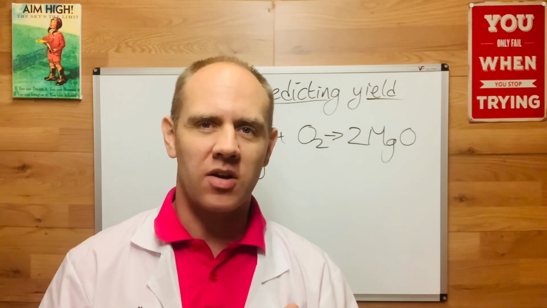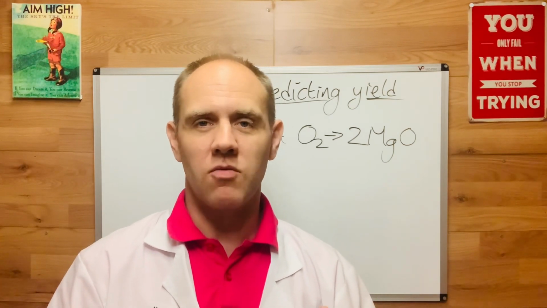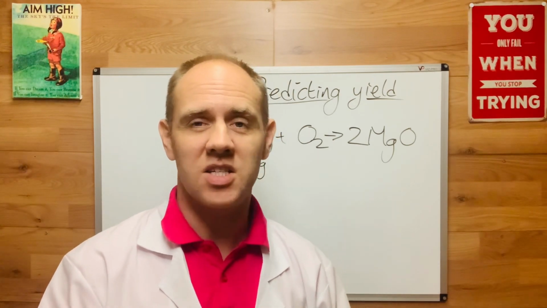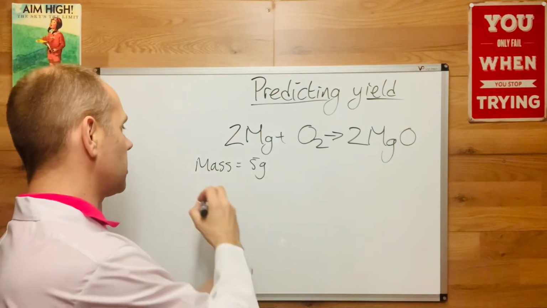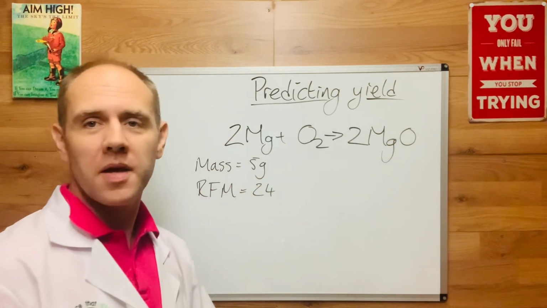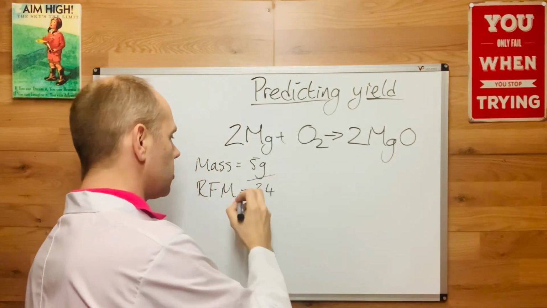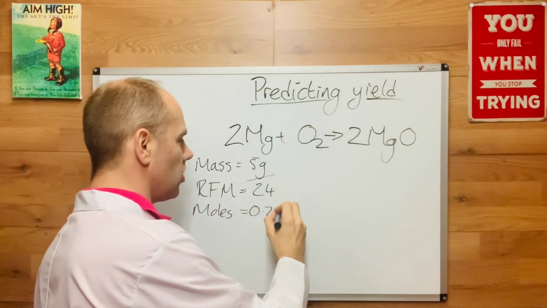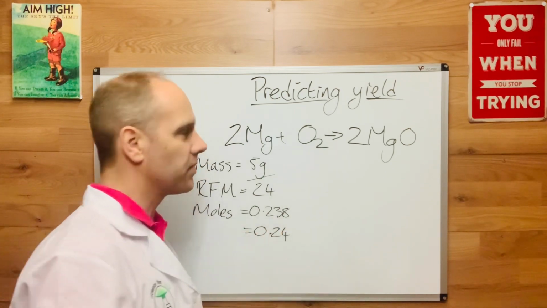The next thing you need to calculate is the number of moles that you have in 5 grams. Well, to do this, you divide it by the relative formula mass of the molecule or the relative atomic mass of the element. In this case, it's 24, because magnesium has 12 protons and 12 neutrons in its nucleus. Now, a really simple and easy thing to do is just divide one by the other, which will give us the moles. And it comes out to be 0.238, so I'm just going to round that to 0.24 moles.